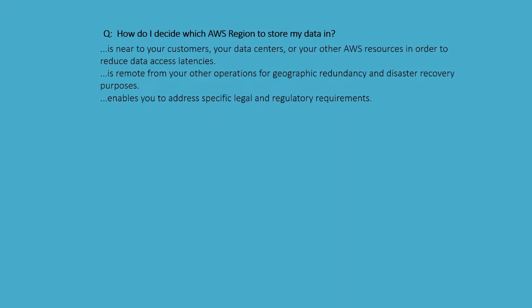How do I decide which AWS region to store my data in? Consider whether the region is near to your customers, your data center, and your AWS resources in order to reduce data access latencies. Is it remote from your other operations for geographic redundancy and disaster recovery purposes? Does it enable you to address specific legal and regulatory requirements?